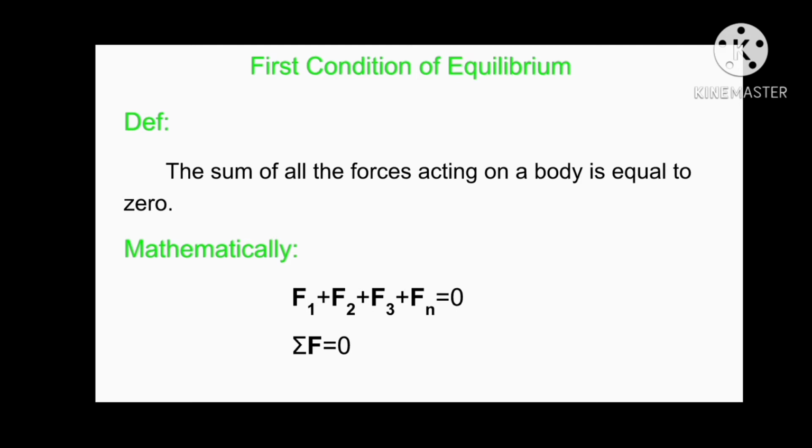In the next step, we shall write sigma F is equal to 0. Actually, sigma is a mathematical sign which is used for summation. It shows that the sum of all the forces acting on a body is equal to 0.